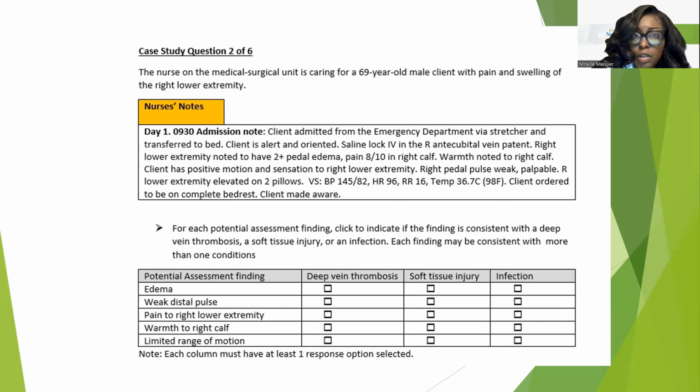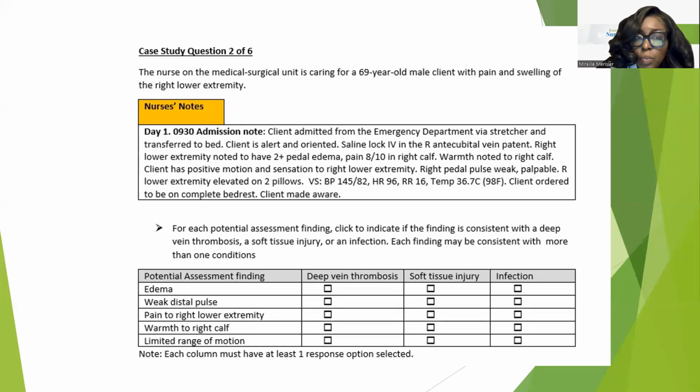So when it comes to these particular issues, okay, you want to make sure that you pay attention to these particular factors. And a lot of the case studies are going to bring up multiple conditions. So it's testing your knowledge on, are these findings that I see in a patient with DVT? Are these findings that I see in a patient with soft tissue injury? Or are these findings that I see in a patient with an infection? So is edema a sign and symptom of DVT? Is edema a sign and symptom of soft tissue injury? Is edema a sign and symptom of an infection? They want you to go through each of these and answer the question.